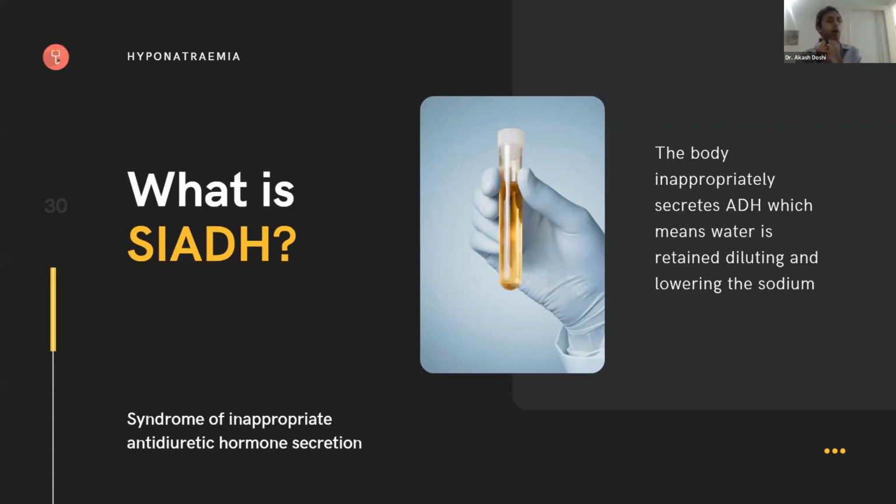This is not a hypervolemic state, in that the patient doesn't have peripheral edema because the circulation is fine. There's no organ failure per se. It's just your circulating volume. You've got an inappropriate amount of fluid retained there. And so these patients tend to be euvolemic.